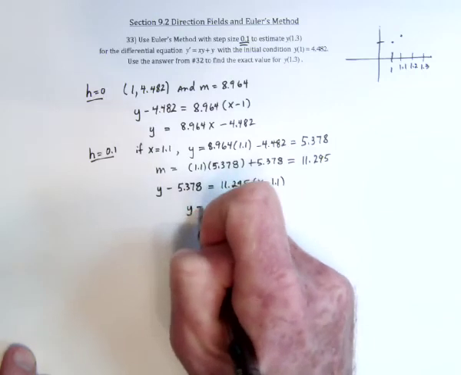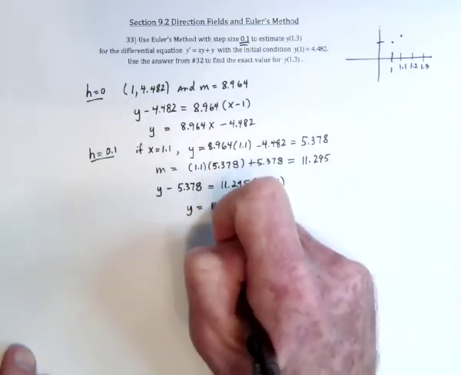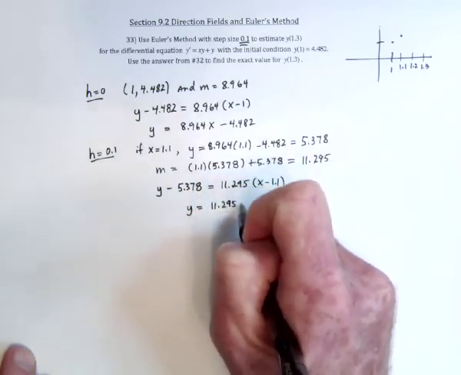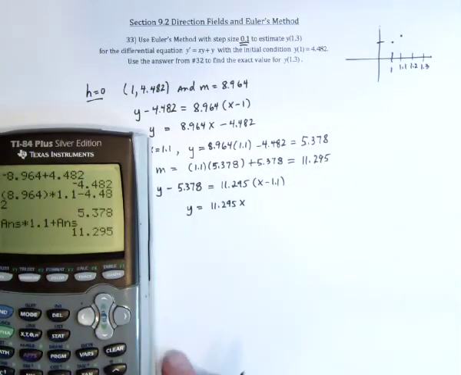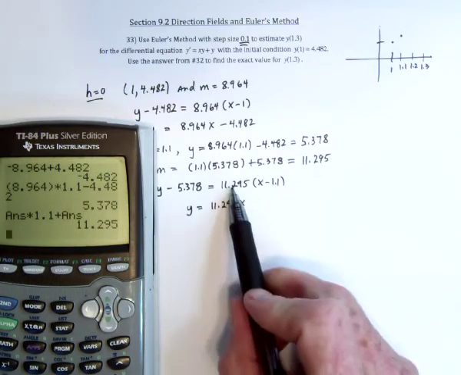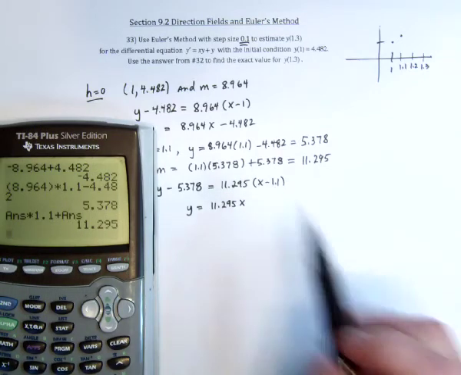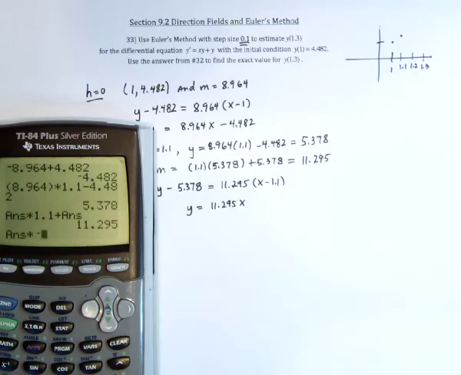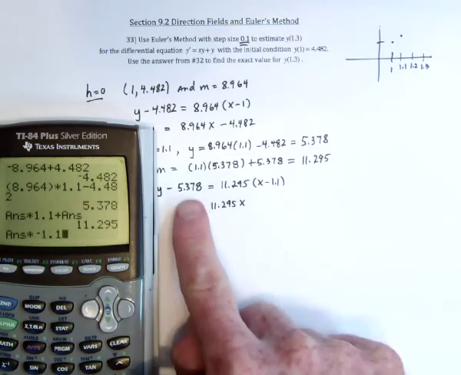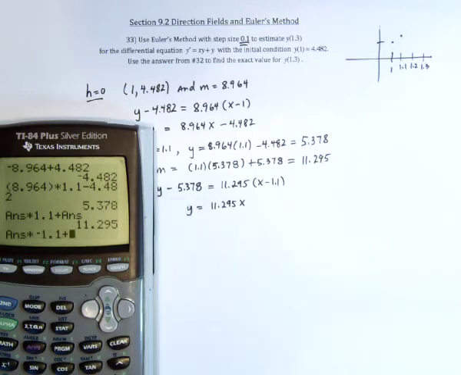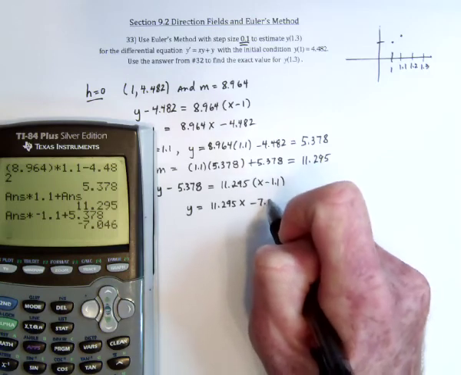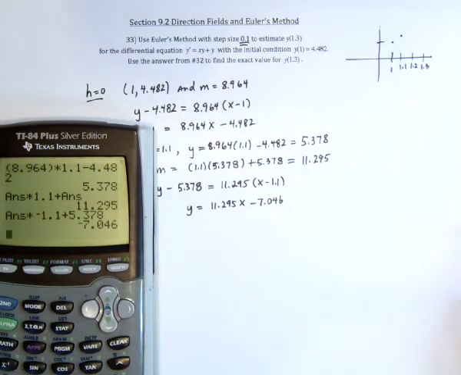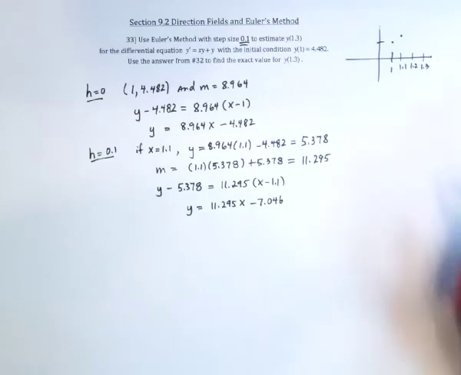And so our new line segment is going to be 11.295x, and then we need to distribute that with this negative 1.1. So times a negative 1.1, and then this needs to be added to both sides. Add 5.378. So that's going to be negative 7.046. Okay, now I just move over to the next point.